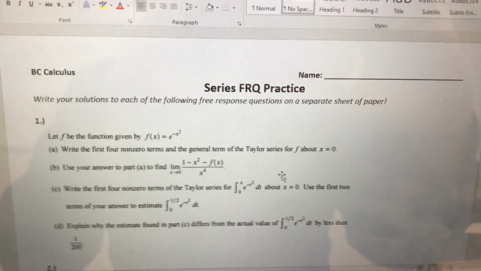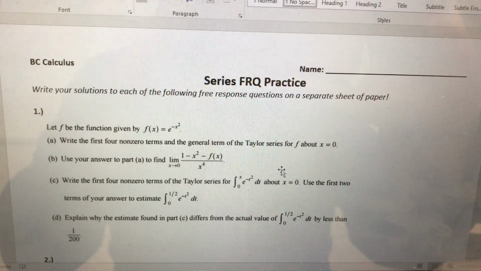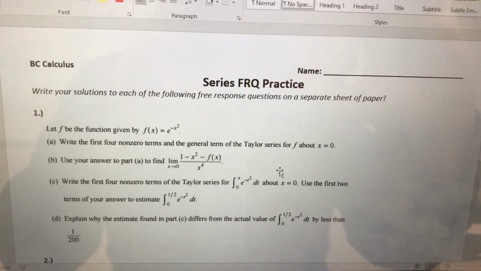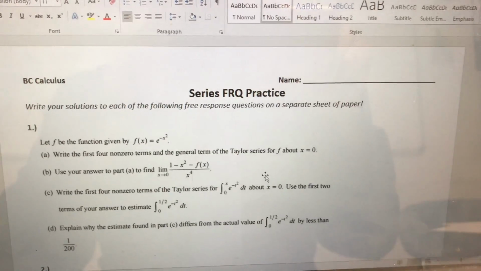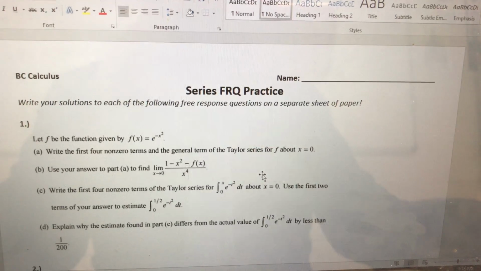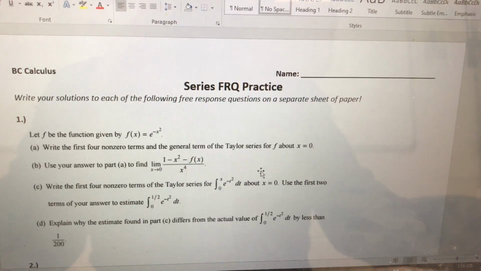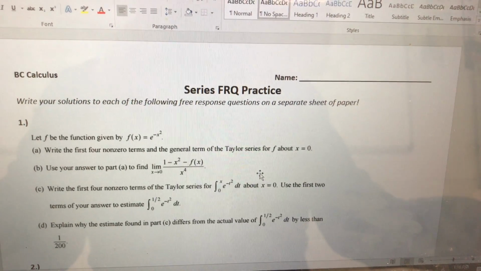All right, this is AP Prep number 7, at least in the year that I'm recording this, and I want to take a look at problem number 1, which is relatively basic but may not look very basic to you. Anyway, they ask you to write the first four non-zero terms of e to the negative x squared and the general term about x equals 0.